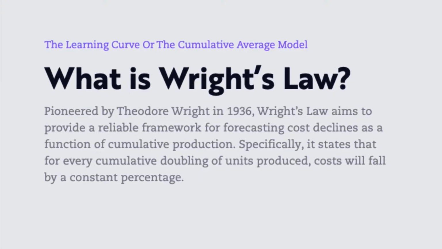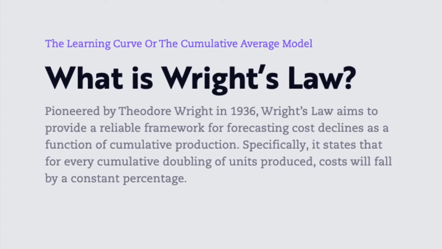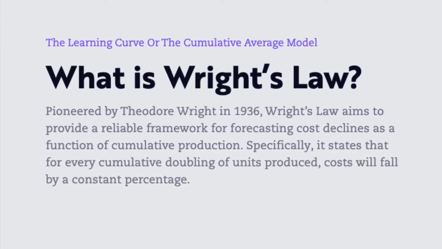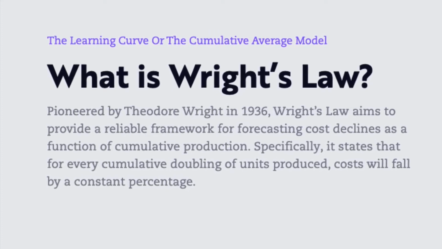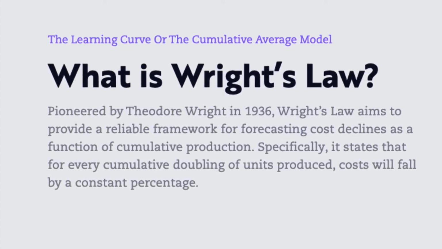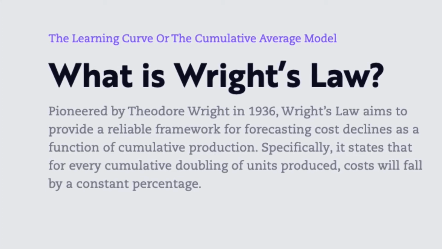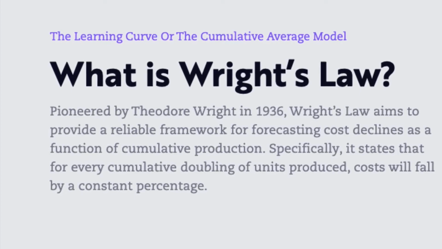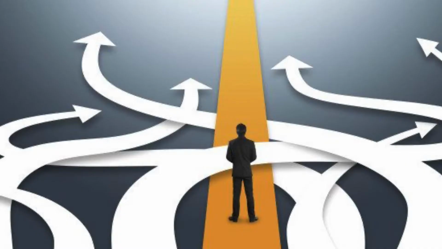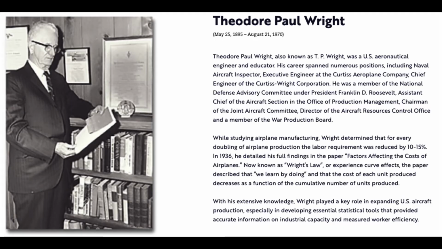So what is Wright's Law? Wright's Law aims to provide a reliable framework for forecasting cost declines as a function of cumulative production. More precisely, it states that for every cumulative doubling of units produced, costs will fall by a constant percentage. This may sound confusing, but follow along for a moment to see how this is so significant to mapping out a technology's evolution, and in our area of interest, the drone economy.